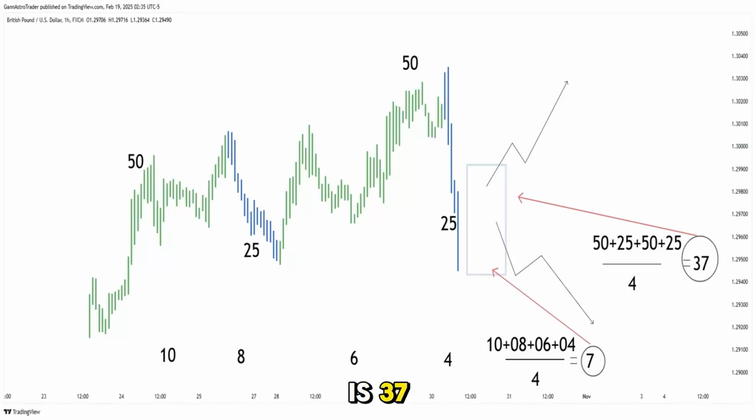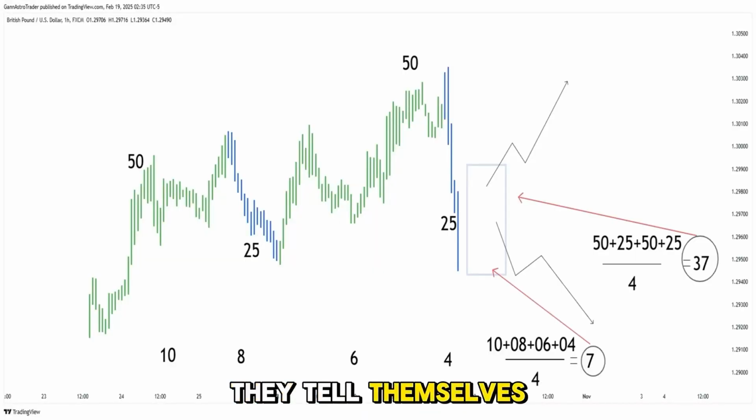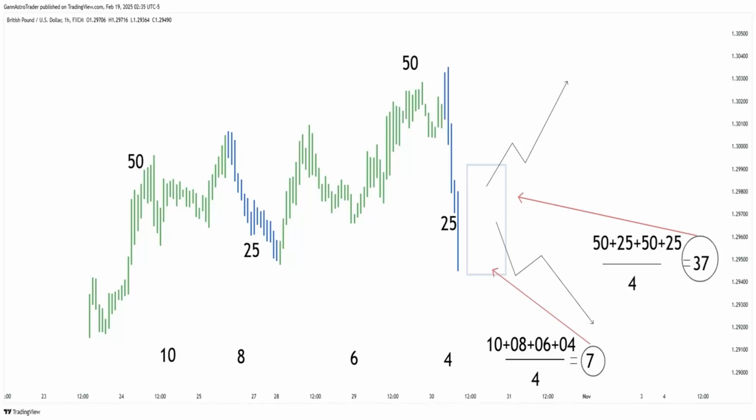Imagine our target is 37, but the price only reaches 20 and starts moving sideways. Most traders in this scenario will feel okay because they're in profit. They tell themselves, "I'm up 20. My target is 37. I'm halfway there. I'll just hold."